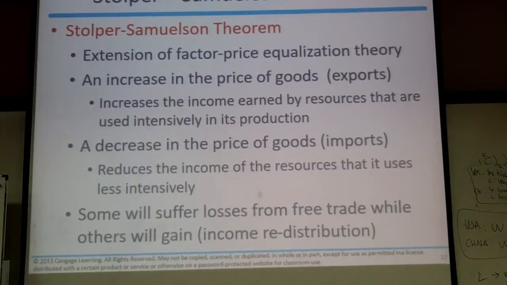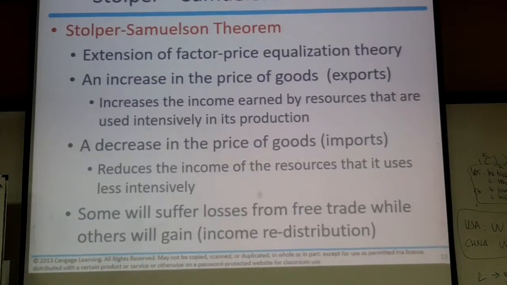Next, the Stolper-Samuelson theorem, an extension of the factor price equalization theory. An increase in the price of goods that are exported increases the income earned by resources used intensively in their production. A decrease in the price of goods that are imported, you import, they become cheaper, right? So it reduces the income of resources used less intensively. That's why some are happy. This explains why with free trade, some people, some industries, some bosses are happy, some bosses are not happy.